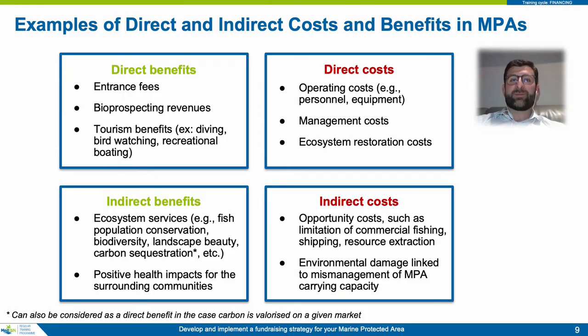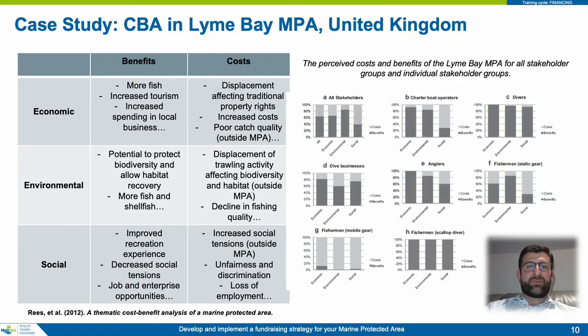Opportunity costs are the potential economic profit that can be lost by choosing to develop conservation activities to the detriment of economic activities such as commercial fishing, shipping, or natural resources extraction. The present case study is based on a 2012 study published in the Journal of Environmental Management. The cost-benefit analysis in this case study is original in that the assessment of environmental, economic, and social costs and benefits is based on the perception of the main stakeholders of the marine protected area.